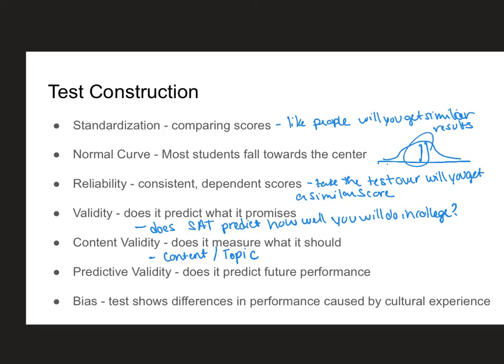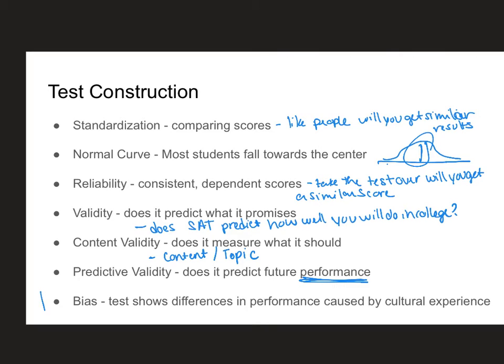And then predictive validity is, does it predict future performance? So content validity is more about the content, and this is more about the performance aspect of it. So can the SAT predict how hard you're going to work or how long you're going to study?